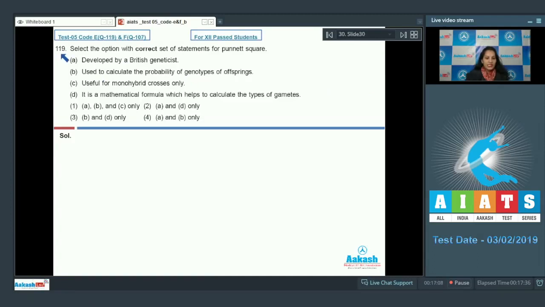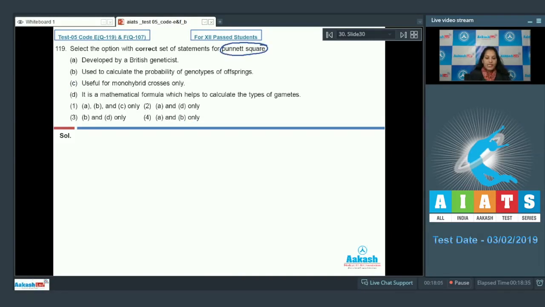Question number 119. Select the option with correct set of statements for Punnett square. A. Developed by a British geneticist. B. Used to calculate the probability of genotypes of offsprings. C. Useful for monohybrid crosses only. D. It is a mathematical formula which helps to calculate the types of gametes. First option A, B and C only. Second A and D only. Third B and D only. Fourth A and B only.